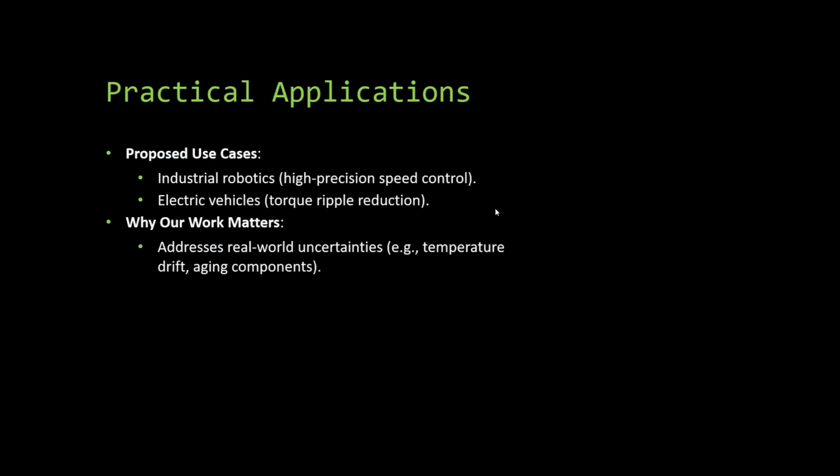For practical applications, where we can use it is industrial robotics, like high precision speed control. Robots need very precise speed control, so we can use this control system. Electric vehicles also need smooth torque production, so they can also use our controller. We can also address real-world uncertainty like temperature drift and component aging. So it's not only for motors, it's also for other uncertainties.